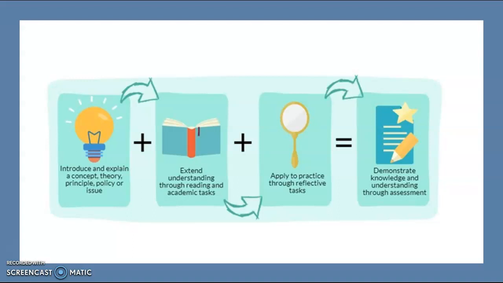We then look to apply to practice through a reflective task. And this is something that you would do in your setting. So you would look at sustained shared thinking. How does it happen? How does it occur? When does it occur in your setting? And then this all ties up neatly and you show how you have understood all this through your assignment, which is a research project, which we will take you through step by step.